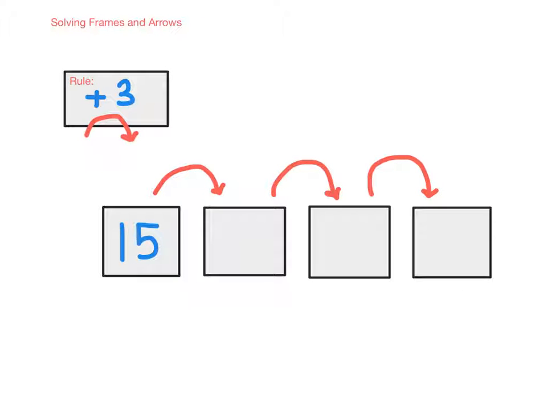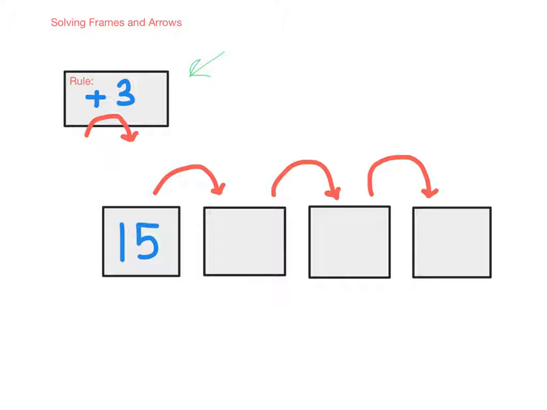We are going to talk about how to solve frame and arrow problems. Now, with every frame and arrow problem, you'll see a box at the top that looks like this. Now, this box will sometimes have a rule in it, and sometimes it won't. In this case, there's a rule, and the rule says +3.